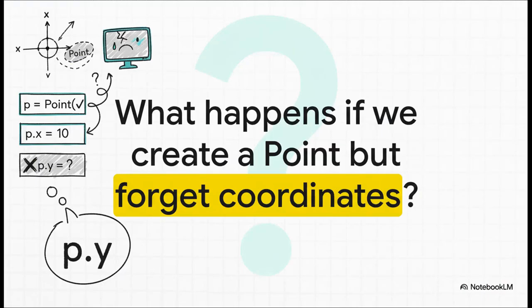Just think about it. The way we've been doing it requires 3 steps. First, you create the empty point, then you set p.x, then you set p.y. What if a programmer using our class just forgets one of those steps? What if they try to use the y-coordinate before they've even created it?